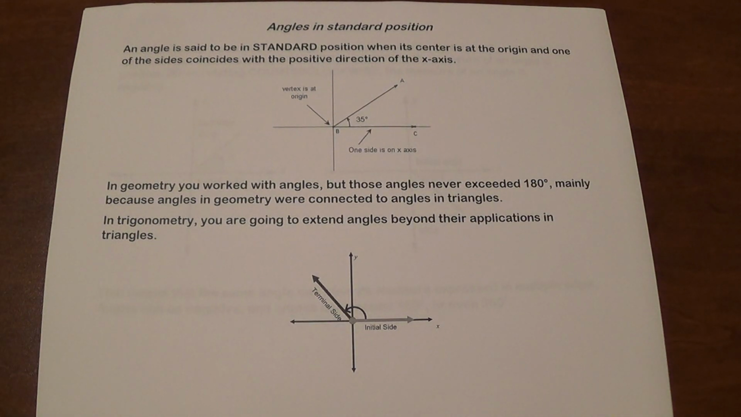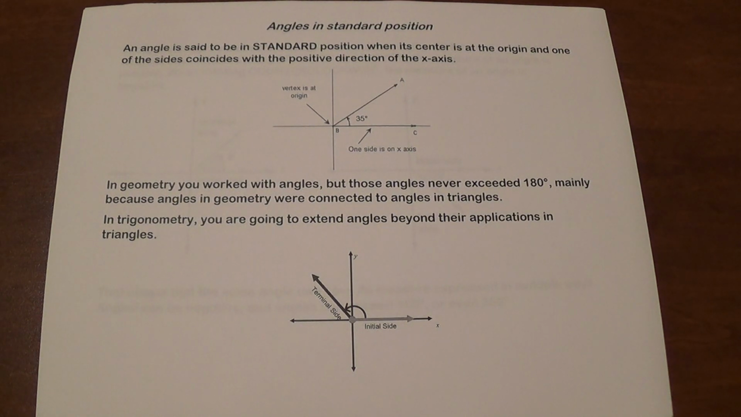In geometry you work with angles quite a bit, but those angles never exceeded 180, because when you deal with a triangle, an angle in a triangle cannot be more than 180, or to be honest, it cannot even be 180. It was always less. But in trigonometry you can go above that, and you can have angles that are not necessarily angles in triangles. So we often ignore the application in triangles.